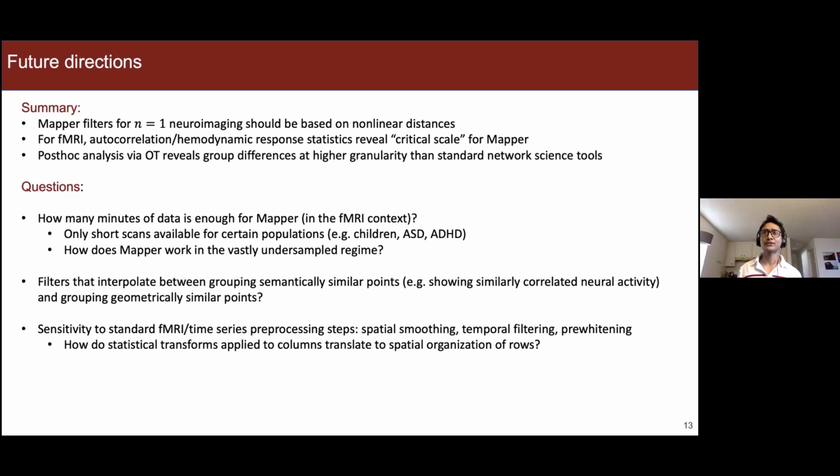Another basic question is, how sensitive is Mapper to standard time series preprocessing steps? There's some preprocessing that's very particular to fMRI, such as spatial smoothing and so on, but some which are very standard for any kind of time series processing. Temporal bandpass filtering is one, pre-whitening to remove autocorrelation structure is another. And the question here is, the statistical transforms are applied to the columns of data. How does transforming the columns translate to the spatial geometric organization of the rows in the high dimensional data space?